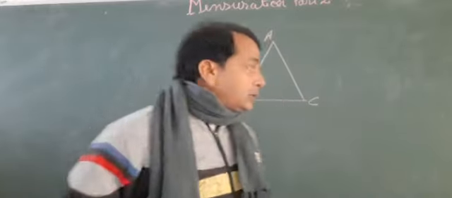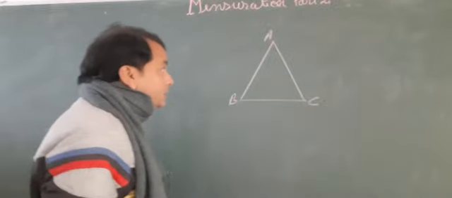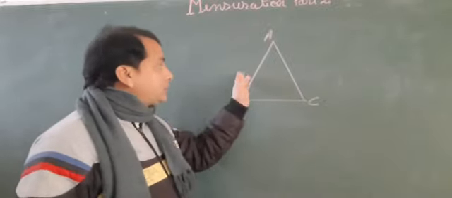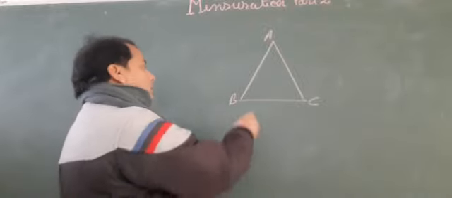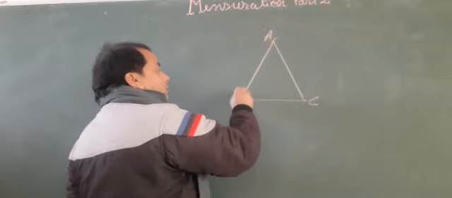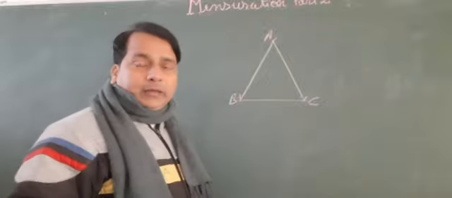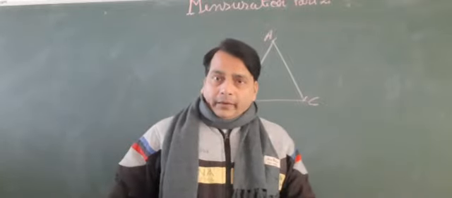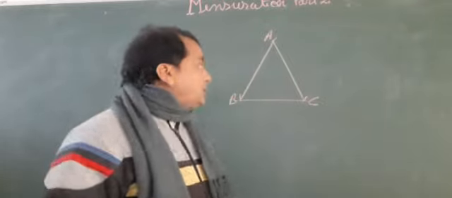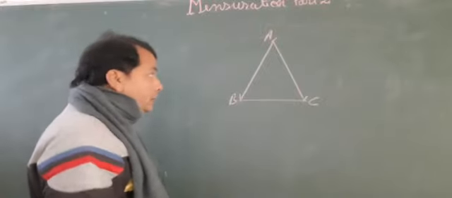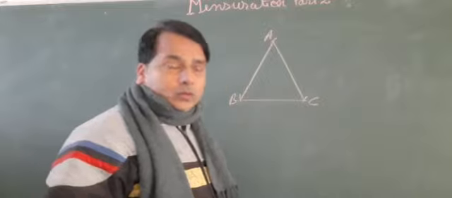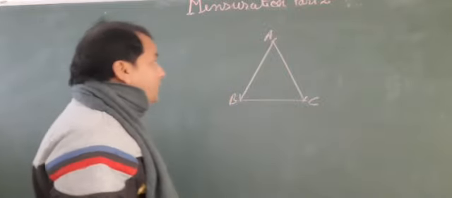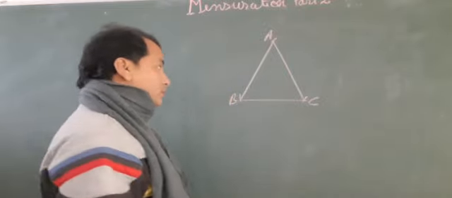As you know, an equilateral triangle is bounded by three line segments and it has three vertices A, B and C. In an equilateral triangle all sides are equal and each angle is also equal. So what is the area of an equilateral triangle?